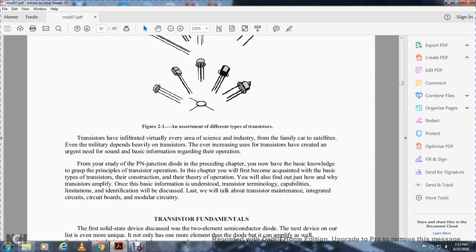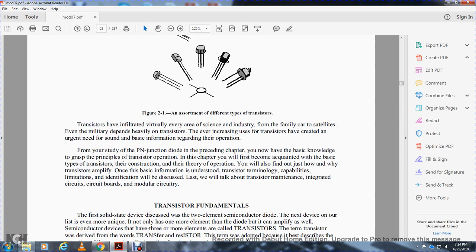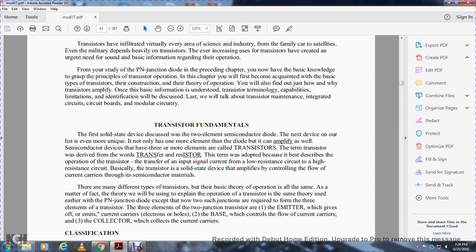In this chapter, you will become acquainted with the basic types of transistors, their construction and theory of operation. You will also find out just how and why transistors amplify. Basic information to understand transistor terminology, capabilities, limitations, and identification will be discussed. Last, we will talk about transistor maintenance, integrated circuits, circuit boards, and modular circuitry.